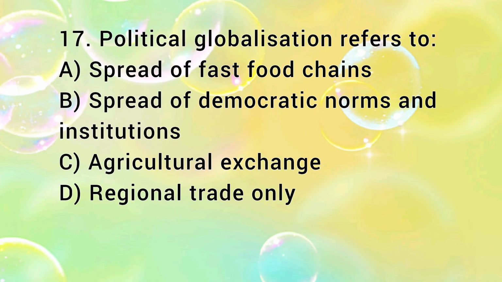Political globalization refers to spread of fast food chains, spread of democratic norms and institutions, agricultural exchange, regional trade only. The right option is B, spread of democratic norms and institutions, as political ideas, governance models, and international laws increasingly influence national policies.